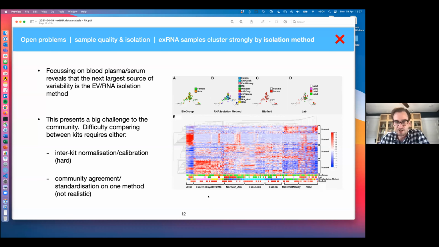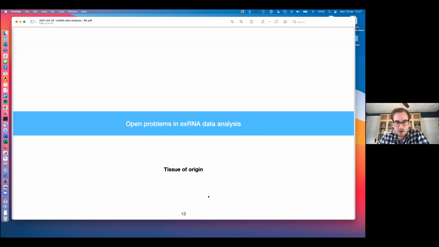So I think it would be interesting to talk a little bit about ways to correct or normalize for these big differences between kits. That may also come down to the types of vesicles and extracellular RNAs that they capture, depending on the characteristics of the method. Which leads me on to the tissue of origin, because both are kind of related problems.